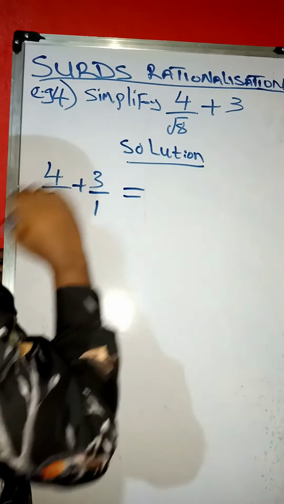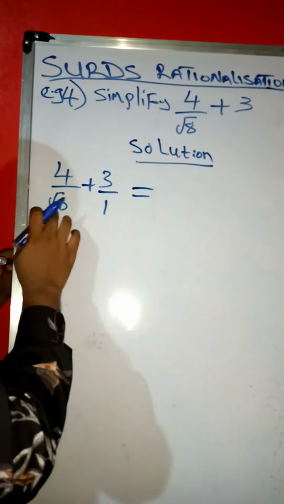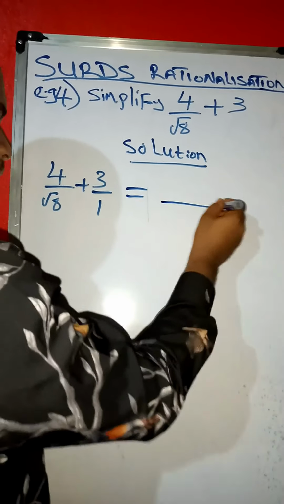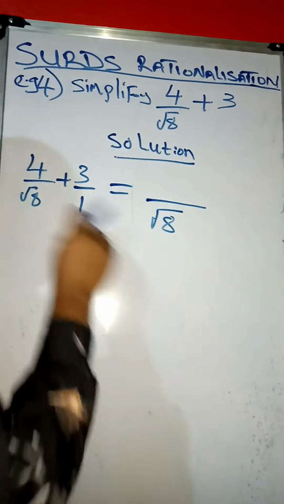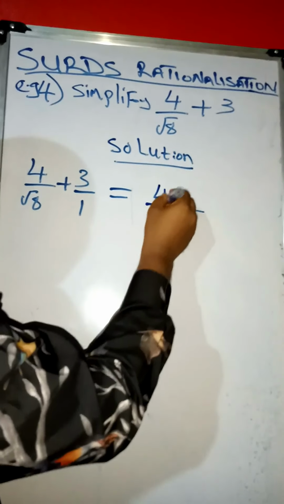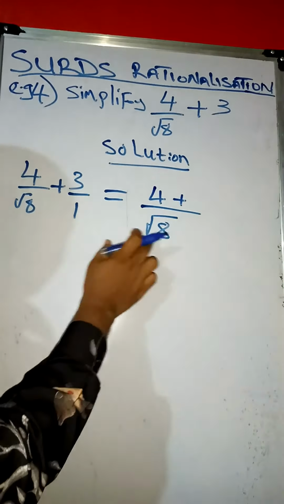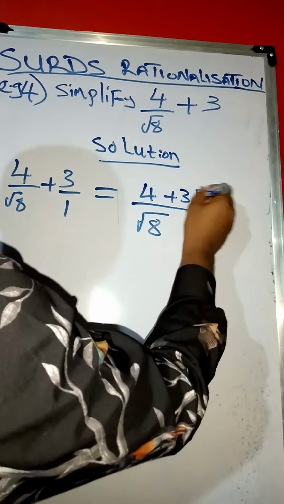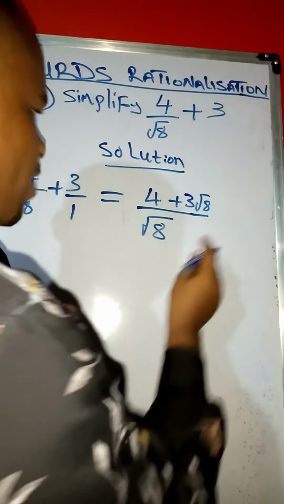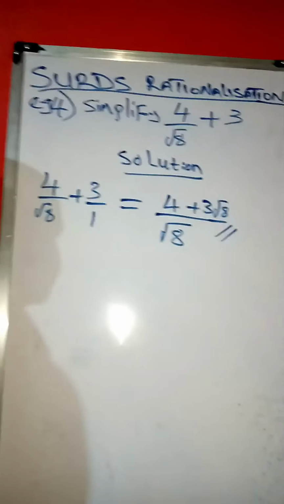Let's do it as though we are in primary school. I'll take the LCM between this and this. The LCM is root 8. Root 8 into root 8 is 1. 1 times 4 is 4. Plus 1 into root 8 is root 8. Root 8 times 3 is 3 root 8. So now I've made everything into one single fraction.